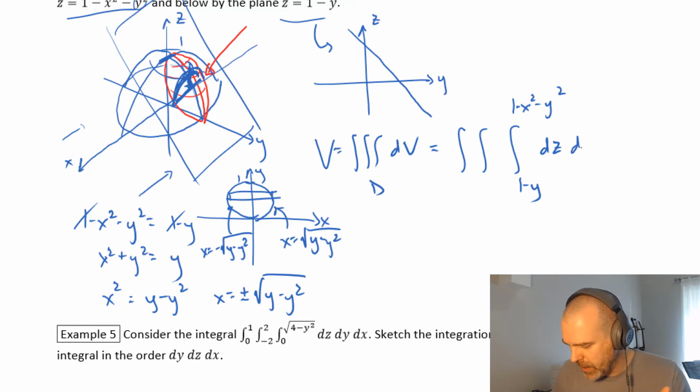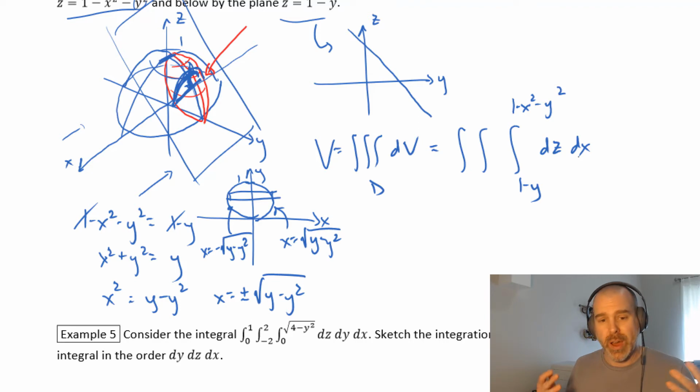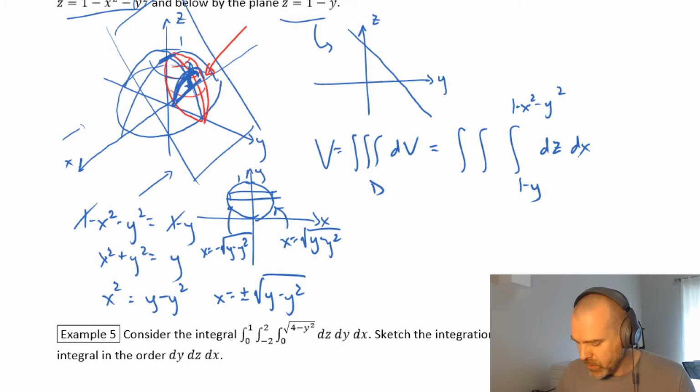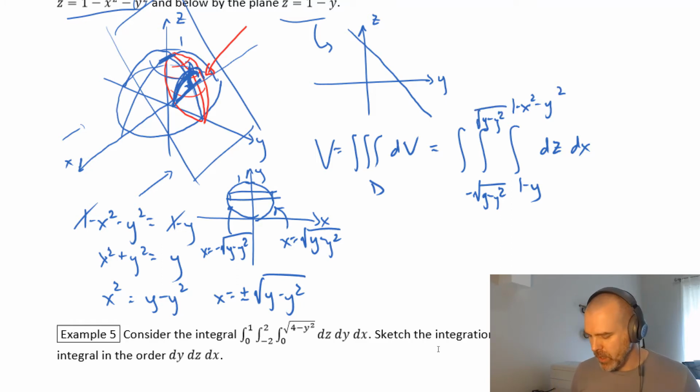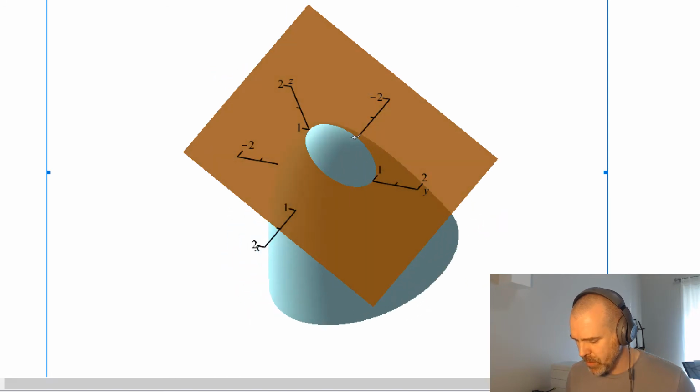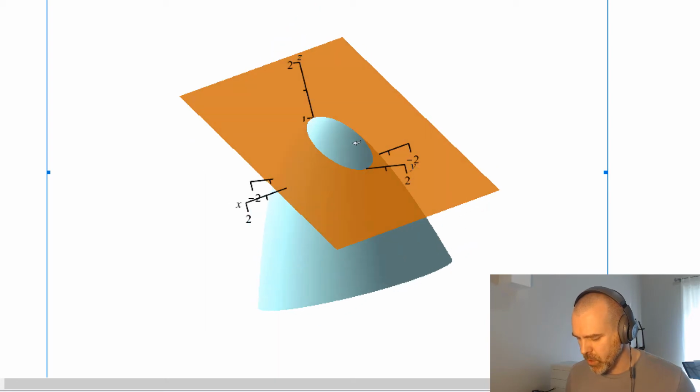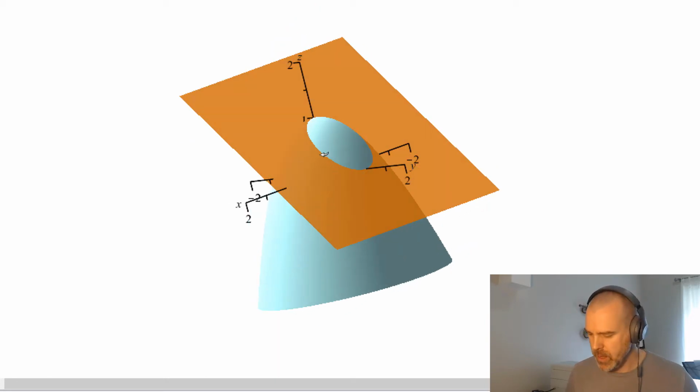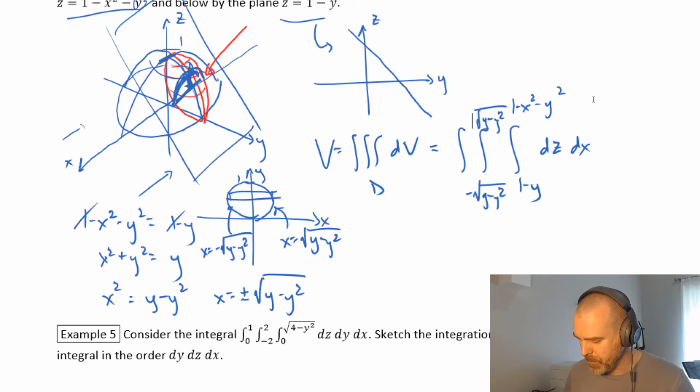And so I think we should do x next, because I don't know how to solve for y easily here. We'd have to use the quadratic formula. It would be even worse than what this is. So it's going to be easier to solve for x and say x goes from negative square root of y minus y squared to positive square root of y minus y squared. Now, if you notice, there is some symmetry. It's a little easier to see here in Maple, there is some symmetry with the negative and positive x values. So you could double from 0 to square root of y minus y squared. That would not be a bad idea at all.